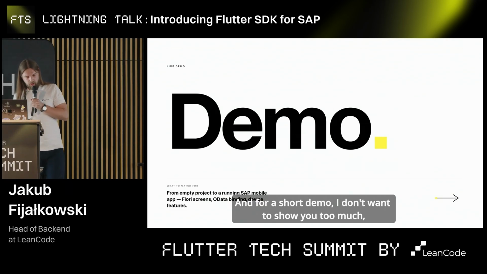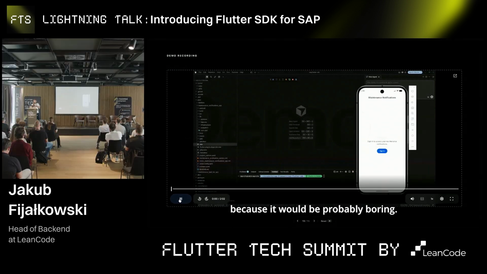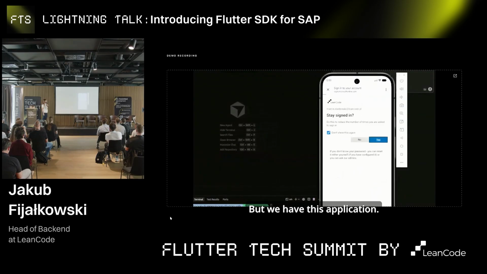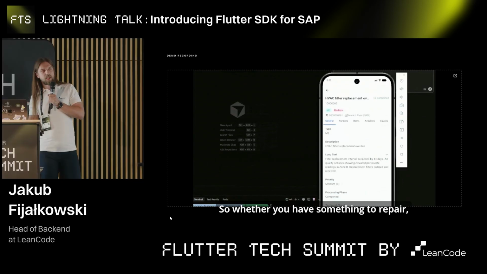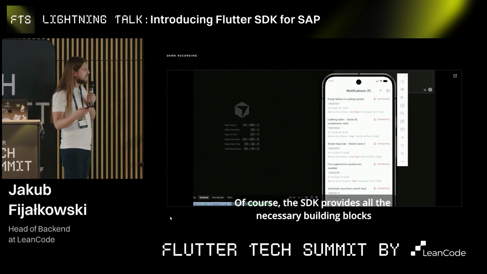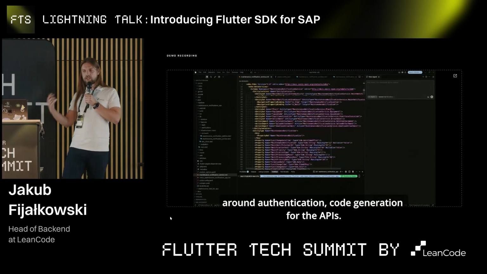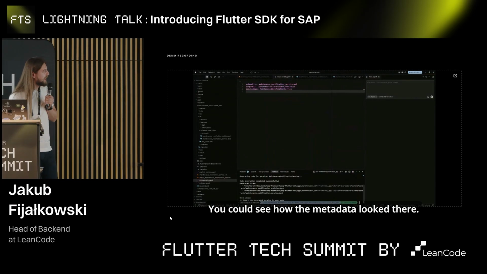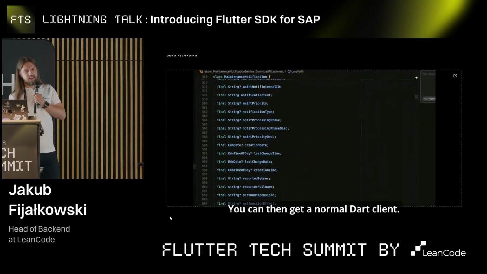And for a short demo, I don't want to show you too much, because it would probably be boring, but we have this application. It doesn't matter what it does. It's about maintenance notifications. So whether you have something to repair, you report it in the application. Of course, the SDK provides all the necessary building blocks around authentication and code generation for the APIs. I said type contracts. You could see how the data and metadata look there. We have it solved. You can then get a normal Dart client.